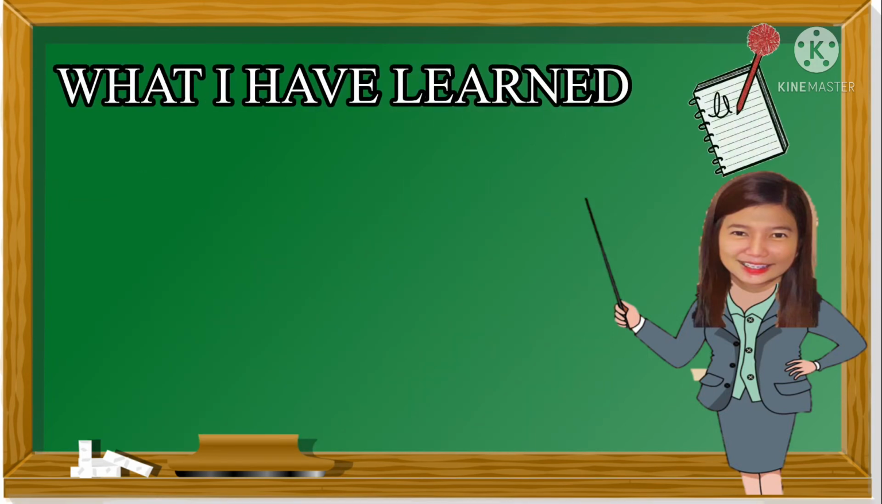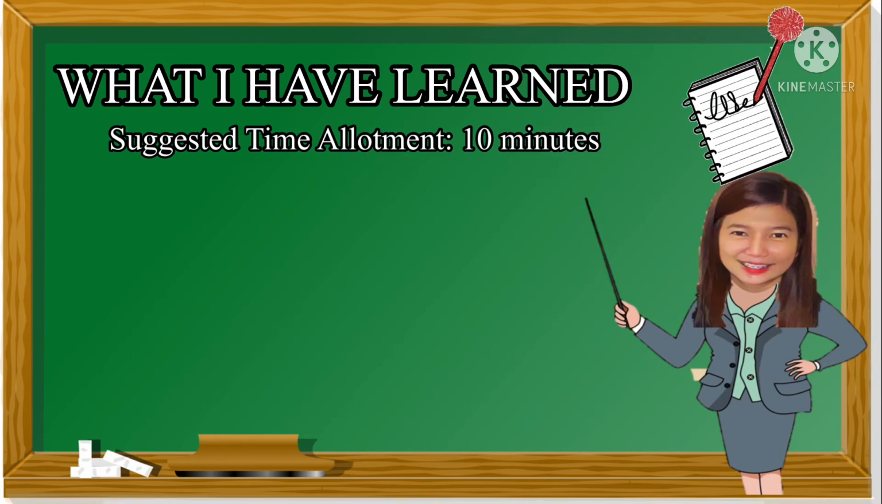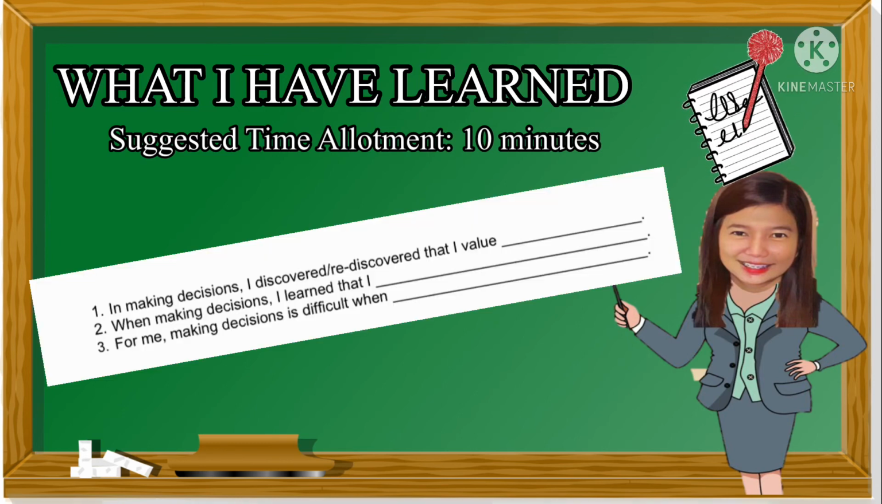What I have learned. For this activity, you have only 10 minutes to answer this. Reflect on your personal experiences and learnings from this module and complete the sentences below. Answer them on a sheet of paper. Number 1. In making decisions, I rediscovered that I value. Number 2. When making decisions, I learned that I. Number 3. For me, making decisions is difficult when.